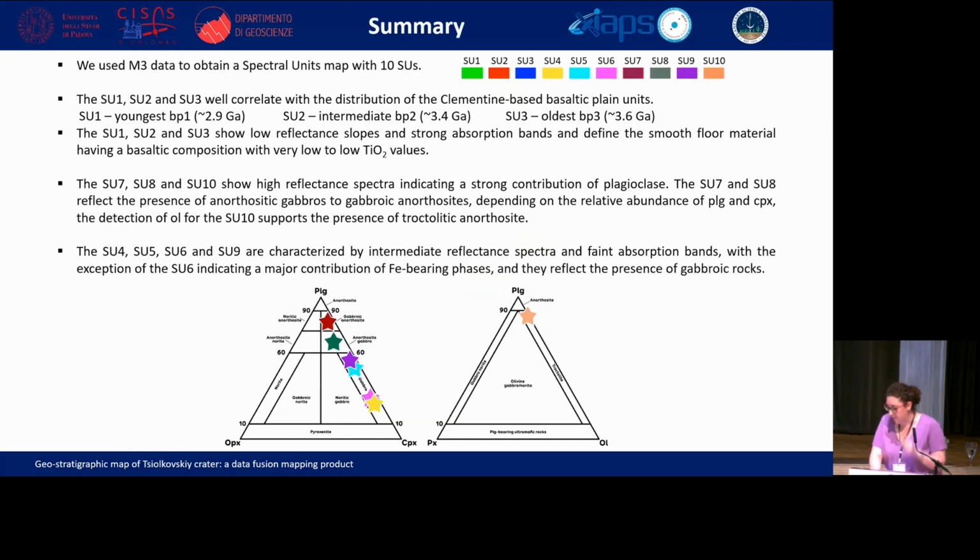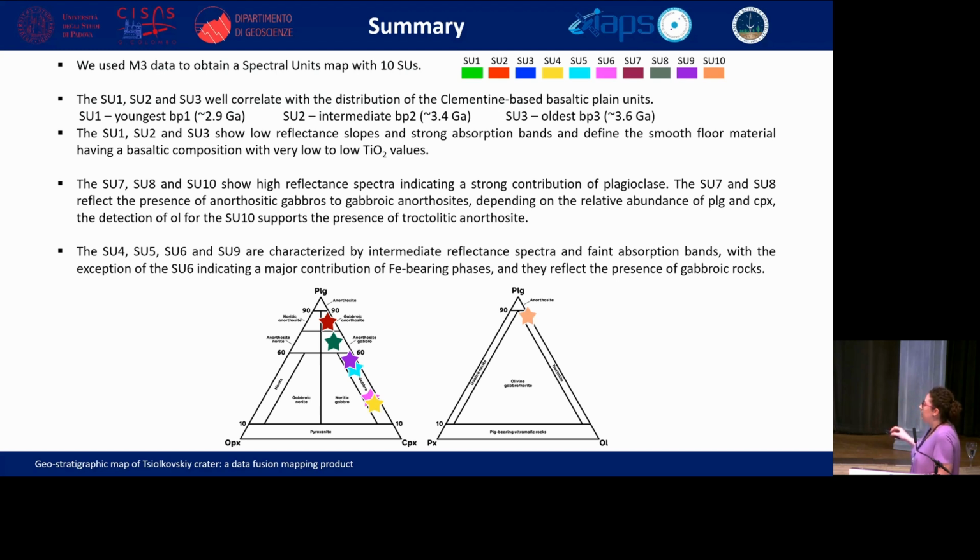So, to sum up, what we obtain is an M-cube derived spectral units map with 10 spectral units. Spectral units 1, 2, and 3, which are the MER units, are correlated with a distribution of the Clement and basaltic plane unit, and therefore to a different age and composition. They also present the lowest reflectance slopes and the strongest absorption bands, and they completely define the smooth material of the floor, and therefore a basaltic composition with very low to low titanium values.